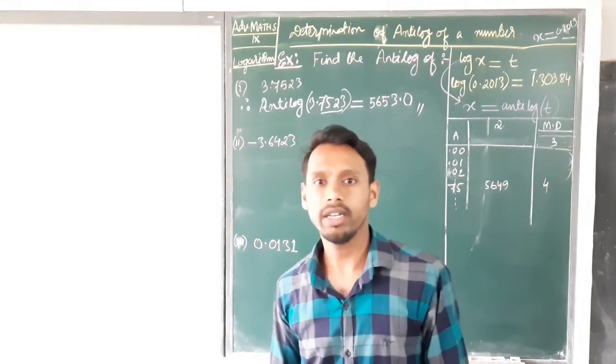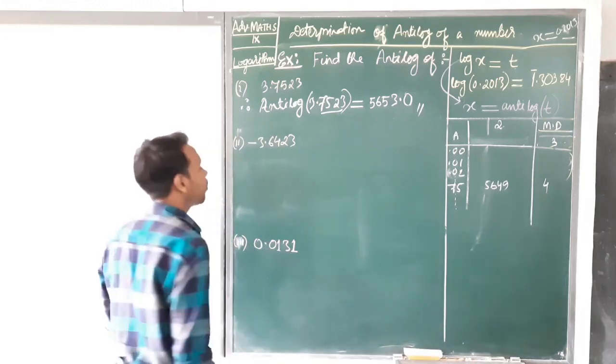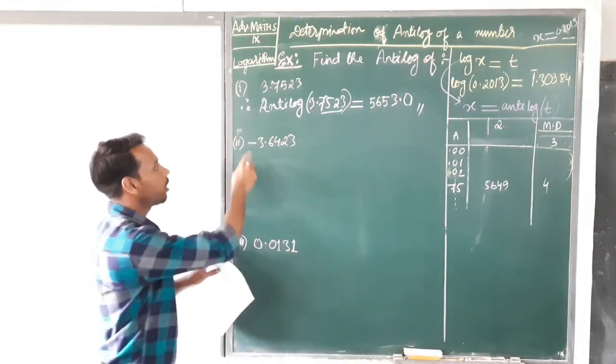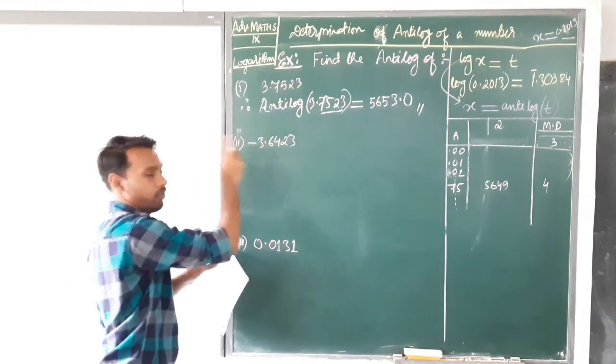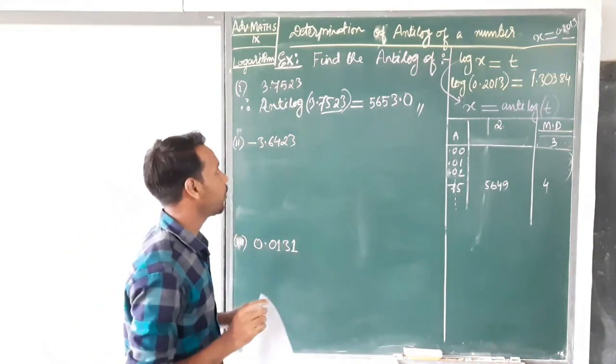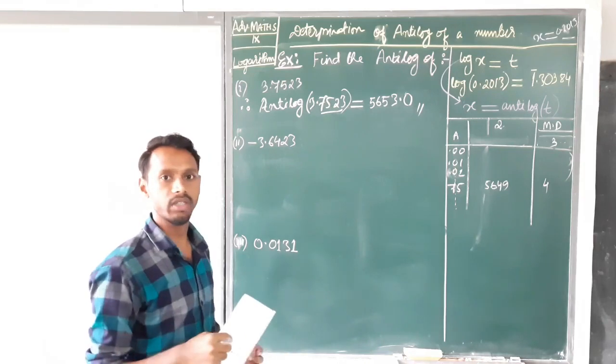Let us see the second example. In the second example, here it is minus 3.6423, which is not the same as this one. This is a positive number, and this is a negative number. How to find the antilog of this value? Whether it is the same or not, let's see.